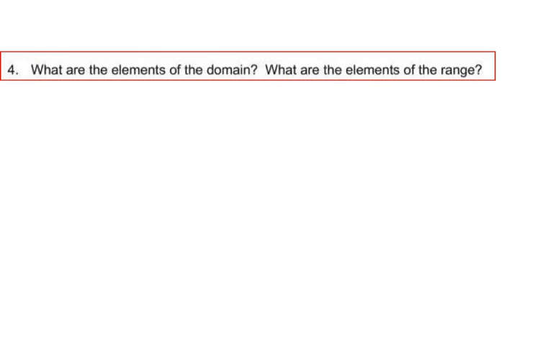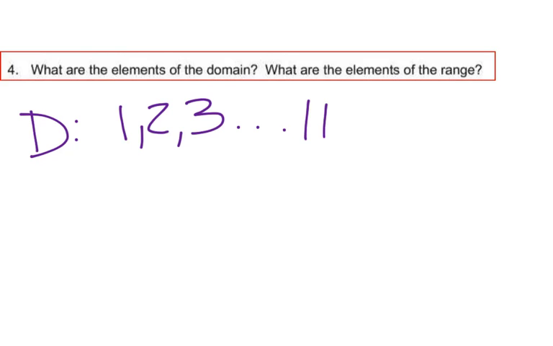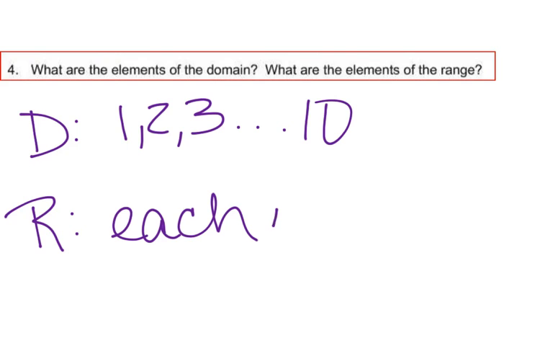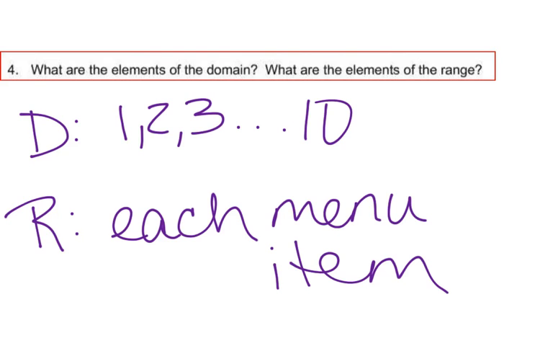What are the elements of the domain and the elements of the range? Remember, domain and range want numbers most of the time. Now, this is an unusual situation. It's not totally mathematical. Your domain would be 1, 2, 3, ... 10. In other words, it's all whole numbers from 1 to 10. Your range, I'm not going to make you write this all out because it's just notes, but it would be each menu item, each meal that you could get. Burger, cheeseburger, tuna sandwich, BLT, those are all part of your range.